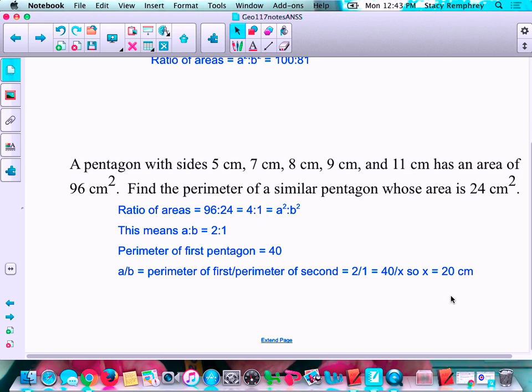What's very important here is you recognize when you need a squared to b squared and when you need a to b. I wanted perimeters, so I made sure that when I did the perimeter ratio, I was setting it to the a to b ratio, not the a squared to b squared. Be very careful with that.